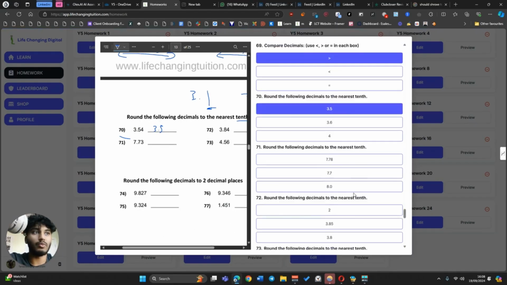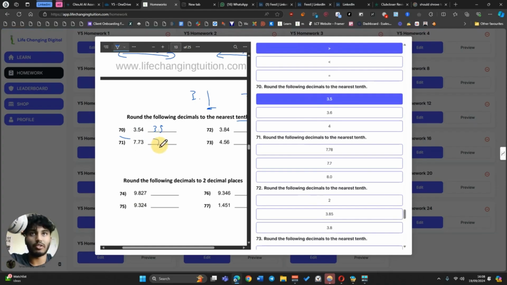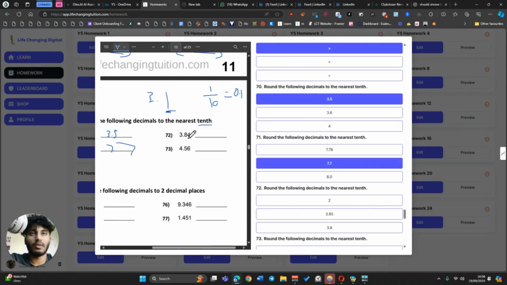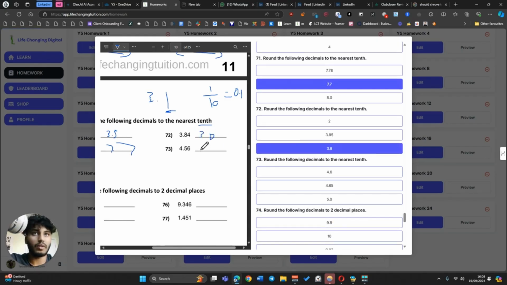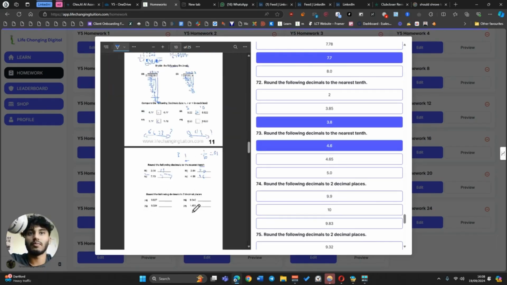This one, sorry, question 71. Again, the 3 rounds down, so it should be 7.7. This one, the 4 rounds down, so it should be 3.8. And then this time, the 6 rounds up, so it should be 4.6.